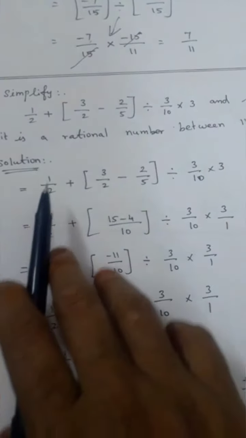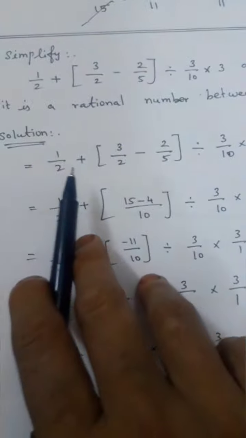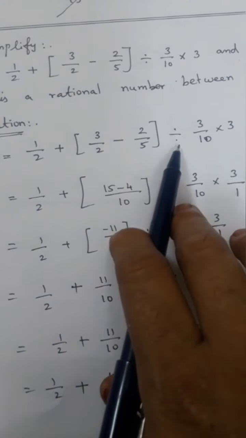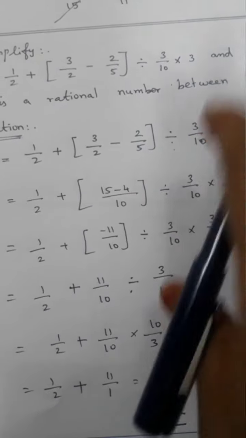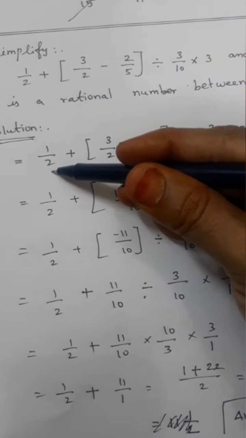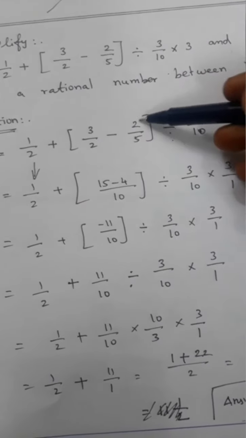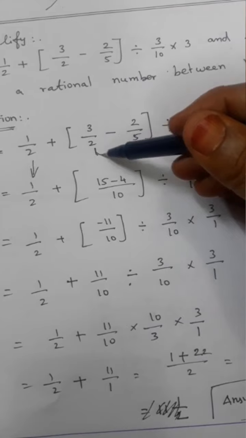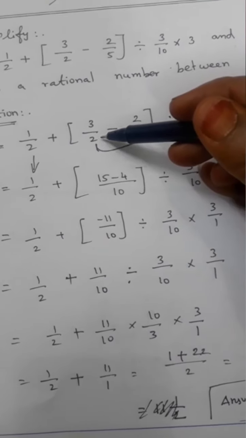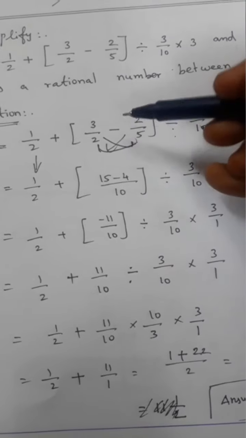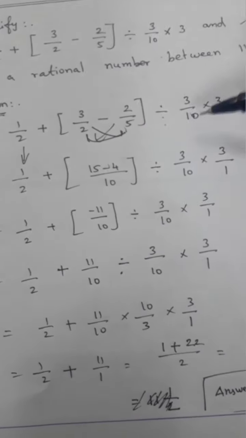Now write the question: 1 by 2 plus 3 by 2 minus 2 by 5 divided by 3 by 10 into 3. First, the bracket work. 1 by 2 stays straight, plus 3 by 2 and 2 by 5. The denominators are different: 5 twos are 10. Do cross multiplication: 3 fives are 15, 2 twos are 4. The symbol in between is minus.